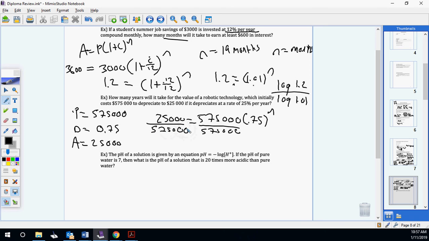So we're going to now figure out what this is, right? It's essentially going to be log of this divided by log of that. Okay? So again, you can do it any way you want. That's what you get. And if you do that, we should get 10.89. So 11 years. 11 years for it to decay that much.